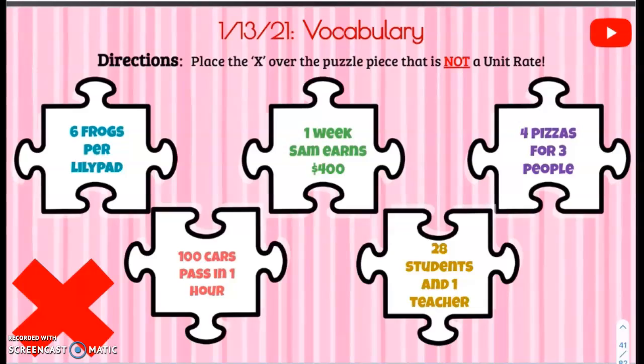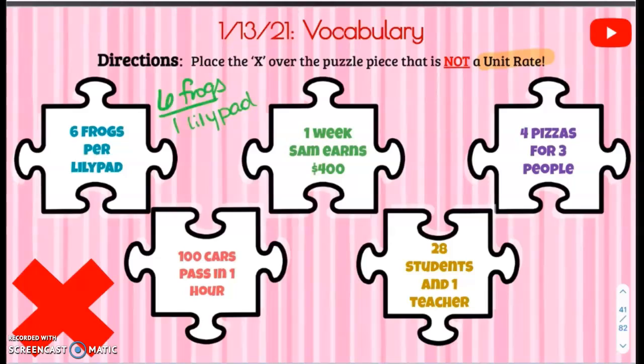January 13th, 2021, vocabulary. Place the X over the puzzle piece that is not a unit rate. Remember, a unit rate is going to be with a denominator of 1. So let's take a look at these. So we have 6 frogs per lily pad. That's per 1 lily pad.